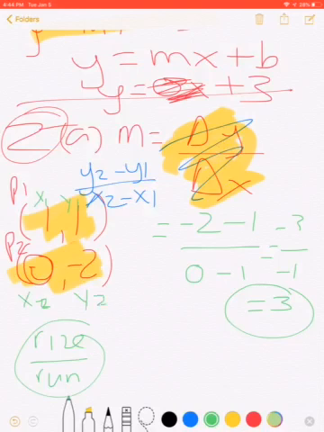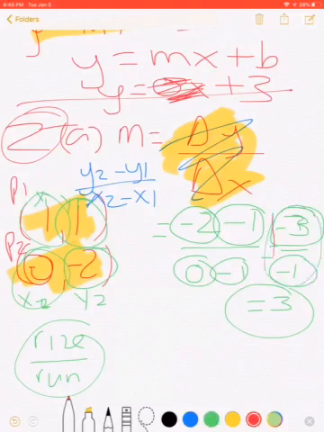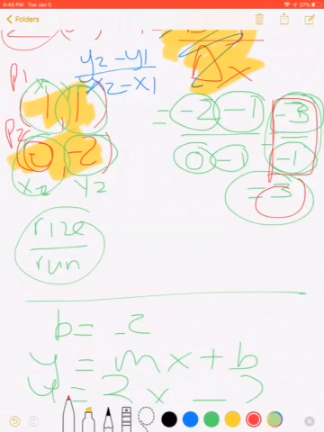So when you go y2 subtract y1, minus 2 subtract 1 is negative 3. And then on the bottom, x2 minus x1, x2 is 0, x1 is 1, 0 minus 1 is minus 1. I have negative 3 divided by negative 1, which is plus 3. So be careful with your signs there. Okay, so my slope is 3. That's m. So m is 3.